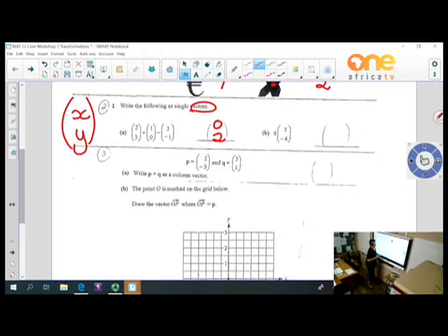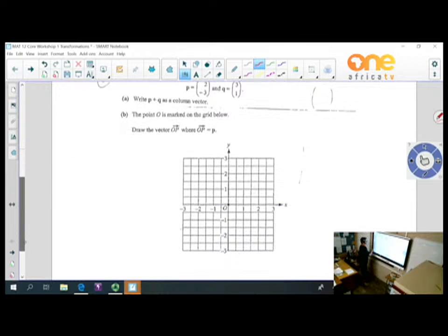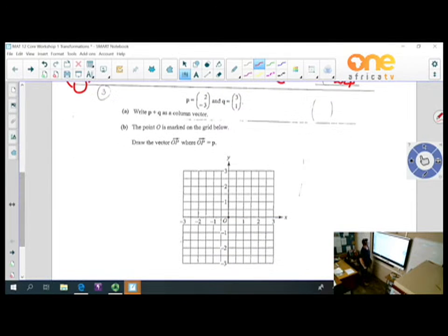We can also multiply vectors with a scalar outside. It works like brackets almost. So I'm going to multiply the 6 with a 5, and I'm going to multiply the 6 with a negative 4. So that is my column vector. Question 3. Write P plus Q as a column vector. Again, X and X, Y and Y. So 2 plus 3 is 5, and negative 3 plus 1 is negative 2. There is your column vector.